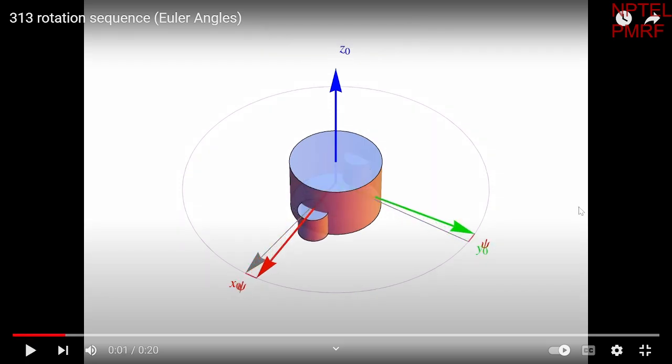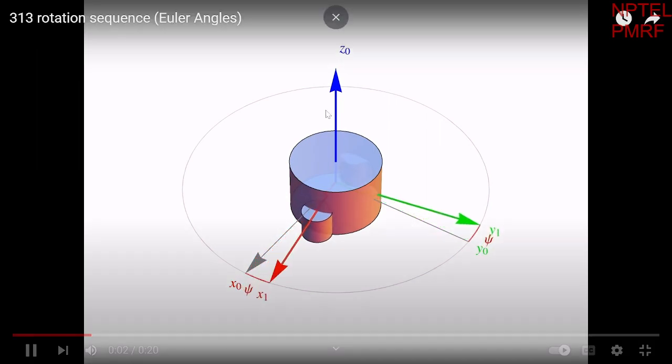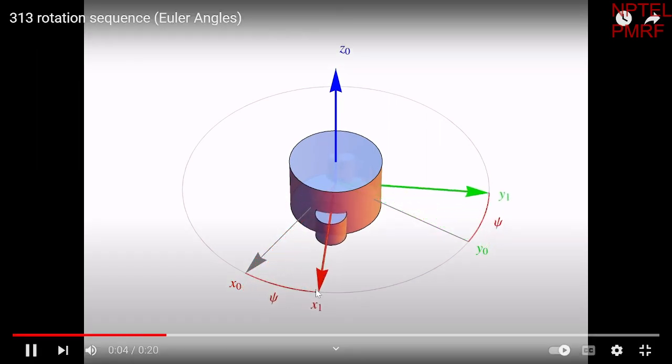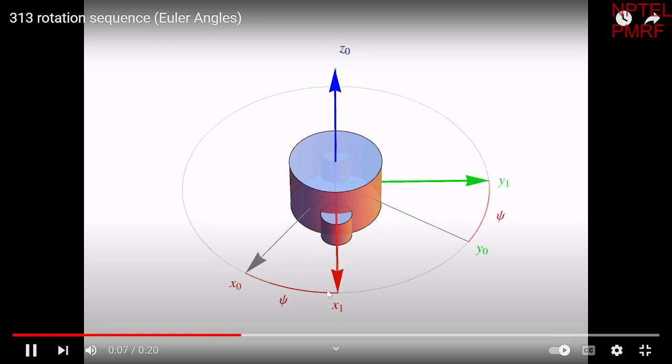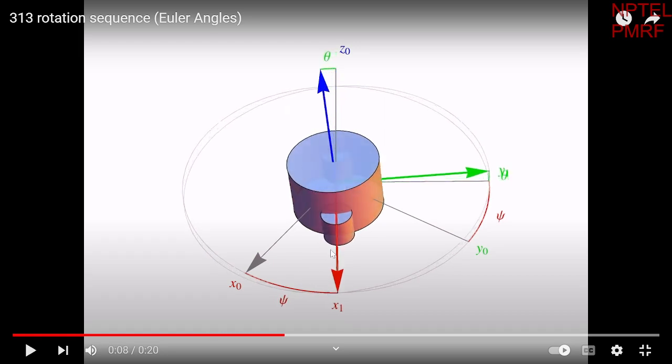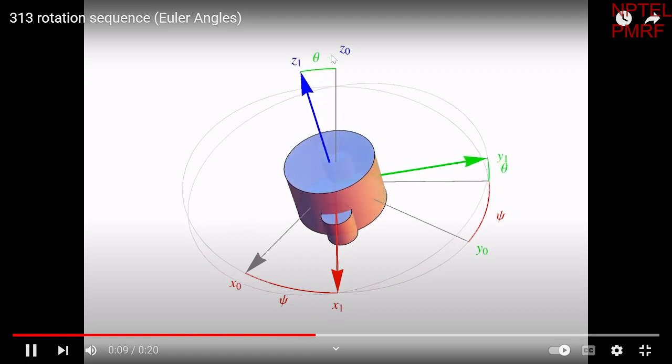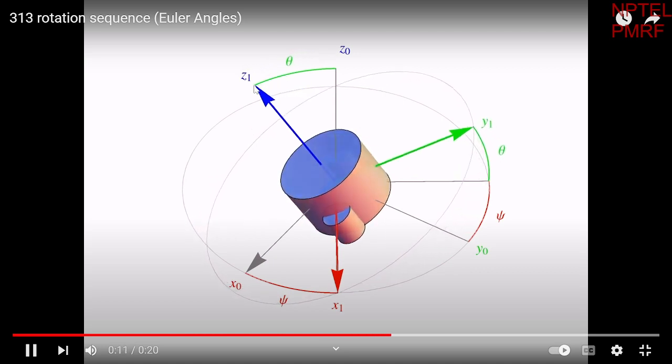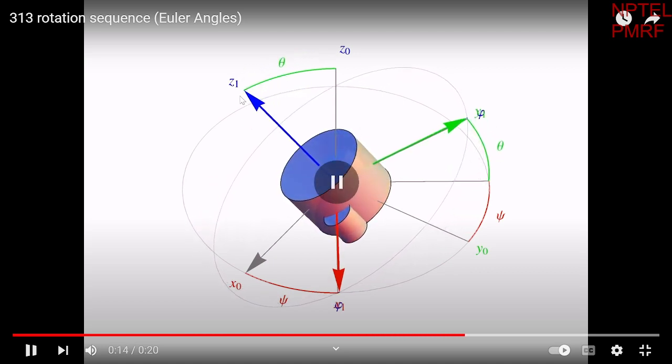So you start with your system x0, y0, z0, and you want to go to x1, y1, and z1. So first rotate about your z-axis by some angle psi. Then you rotate about your new x-axis, which they call x1, by some angle theta, such that this z aligns with z1. Okay.